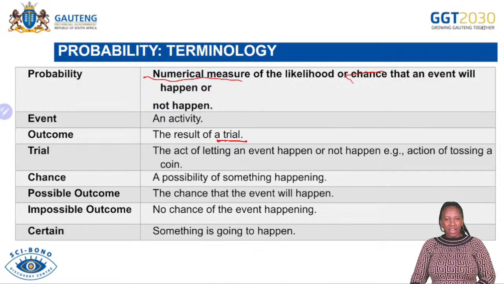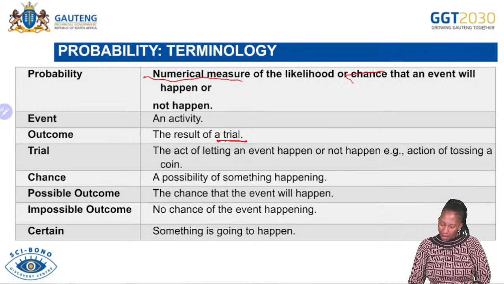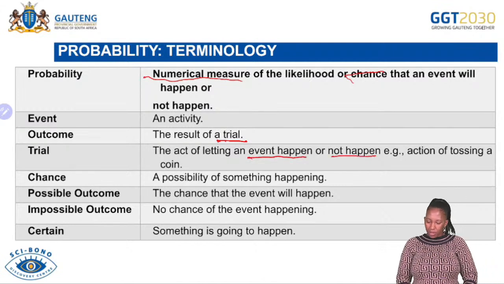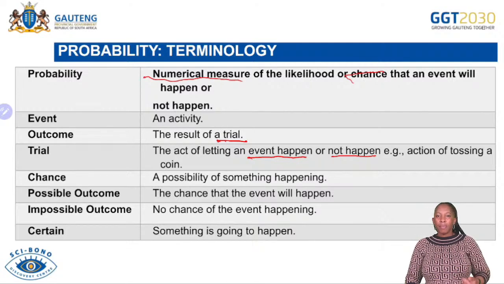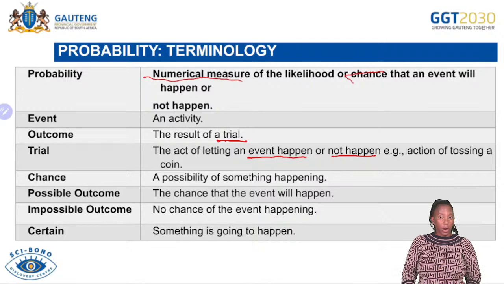So now, what is this trial that we are referring to? A trial is the act of letting an event happen or not happen. For example, the action of tossing a coin. You throw it in the air and then you expect the result to come out. There are only two results that we can get, which can be a head or a tail. You won't get both head and tail at the same time, unless maybe you are tossing 2 coins. But if you are tossing only 1 coin, your result can be either a head or a tail.